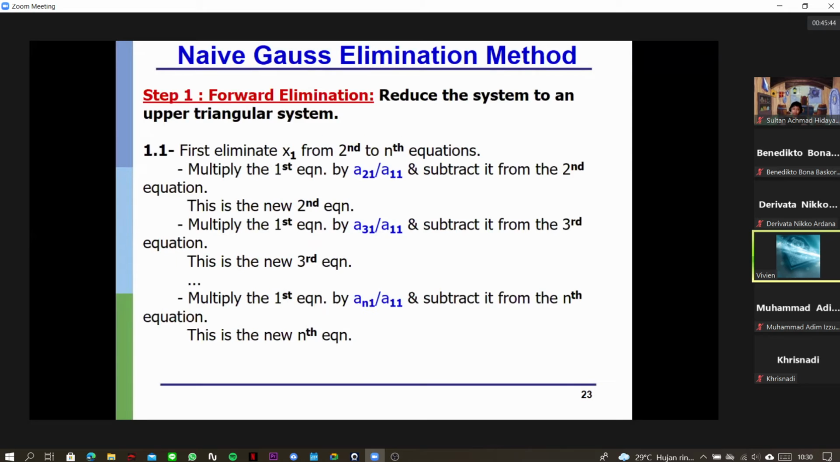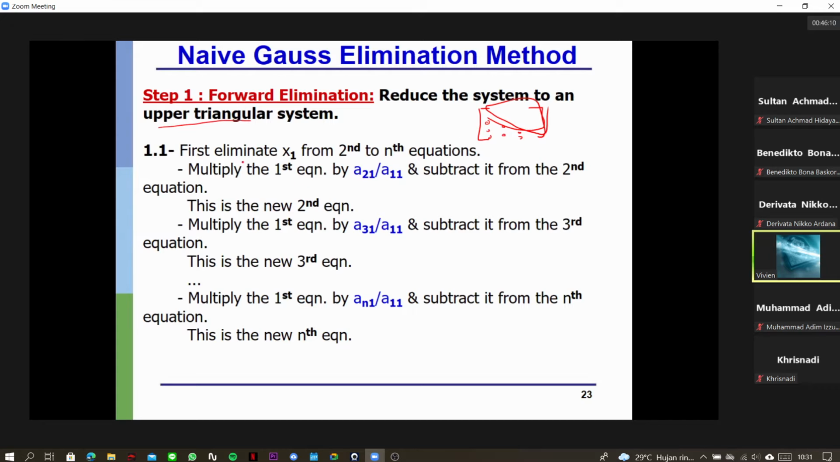Once we have constructed that, then we can do the forward elimination process. This is to reduce the system to an upper triangular system. So what we have at the end of the forward elimination is an upper triangular matrix, so all of the elements on the lower part will be 0.